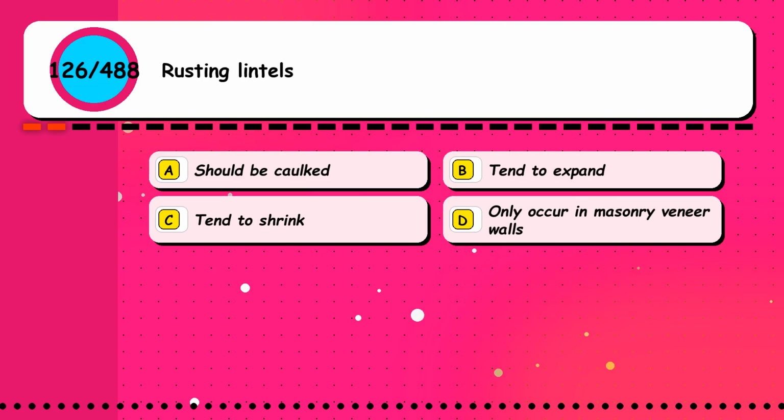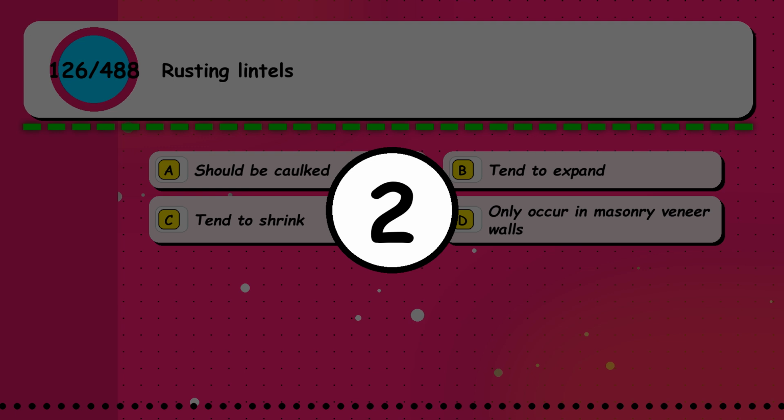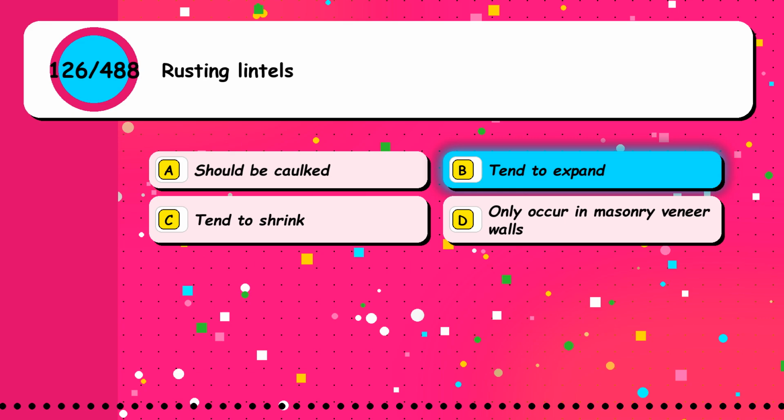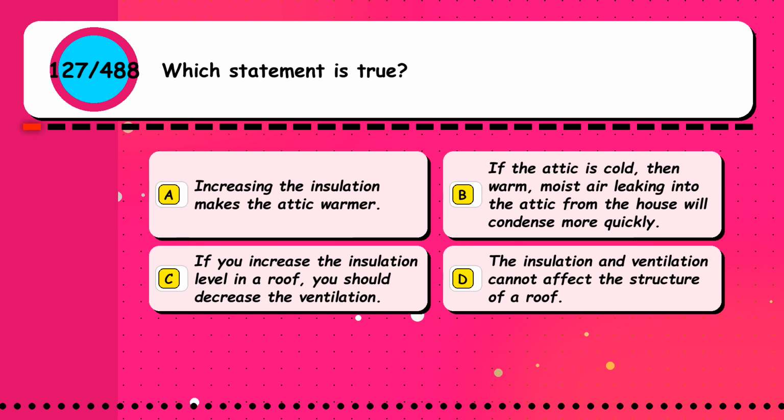Question 126. Resting lintels. Option A, should be caulked. Option B, tend to expand. Option C, tend to shrink. Option D, only occur in masonry veneer walls. The correct answer is option B, tend to expand.